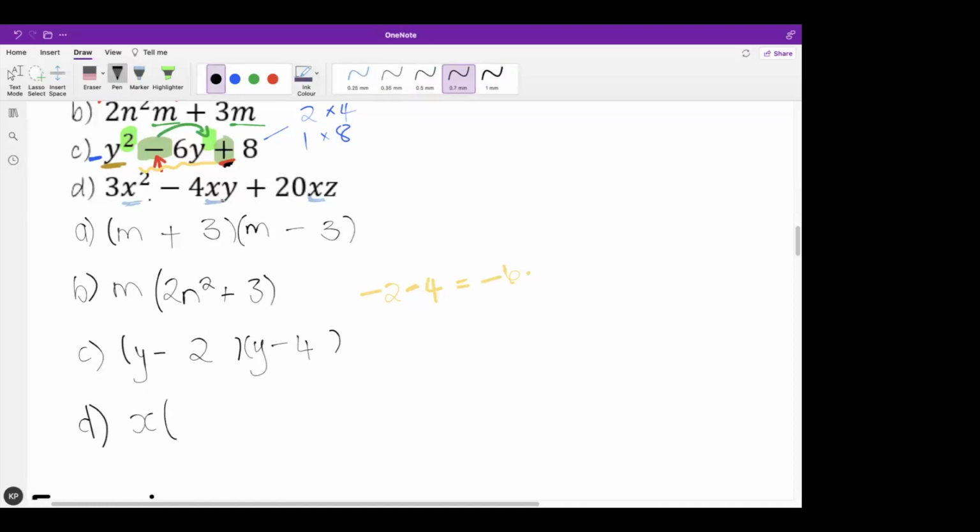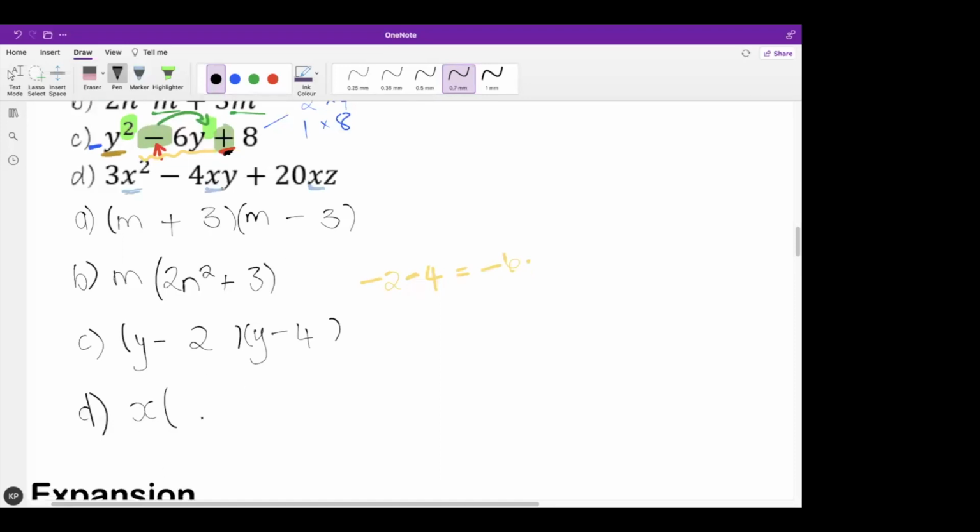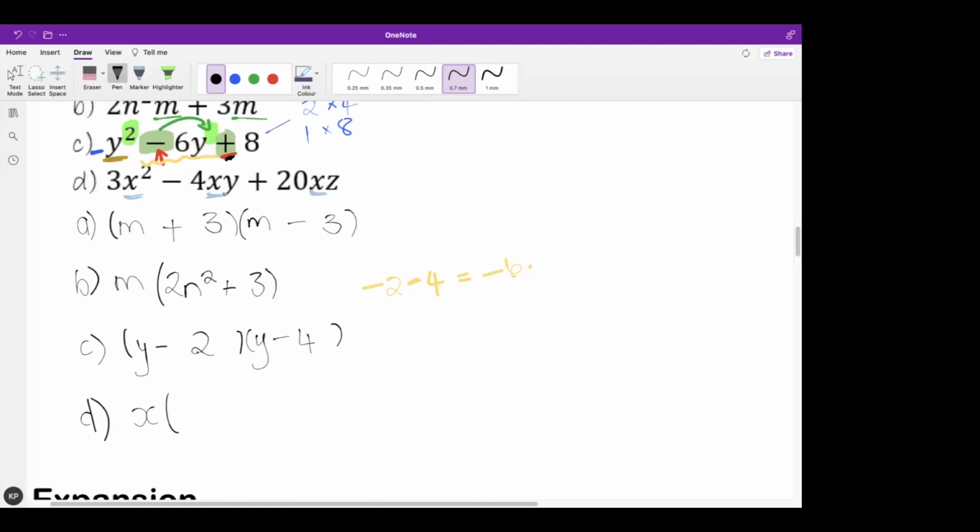What is left on my first term? I had two x's. I only took out one. So what is left for my first term? 3x. Nice, guys. Second term was negative 4xy. I've taken out my x. So what's left?